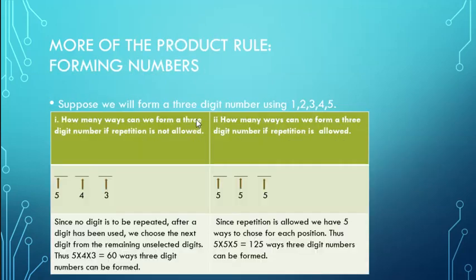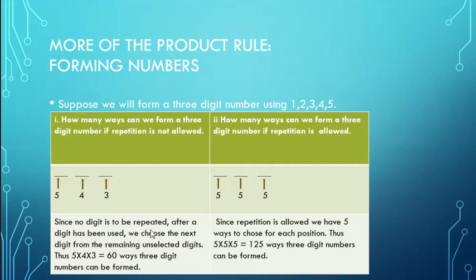Now let's take a look at more of the product rule for forming numbers. Suppose we will form a 3-digit number using digits 1, 2, 3, 4, 5. How many ways can we form a 3-digit number if repetition is not allowed? If repetition is not allowed, we should first fill the hundreds digit, where we have 5 ways to fill in, and then we have 4 ways for the tens place and 3 ways for the ones place. Thus 5 times 4 times 3 equals 60 ways.